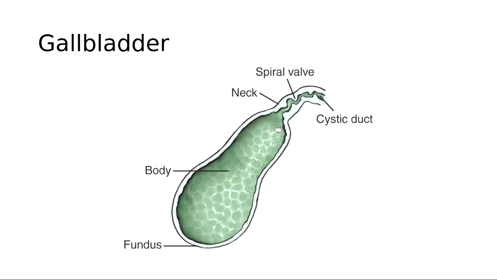Okay, and then you also have in the neck this spiral valve, which is very tortuous or twisted, and then it leads into the cystic duct, then comes down into the common bile duct. Okay, so pear-shaped gallbladder, fundus, body, neck, spiral valve, which is very twisted and tortuous, to the cystic duct, and then down the common bile duct.